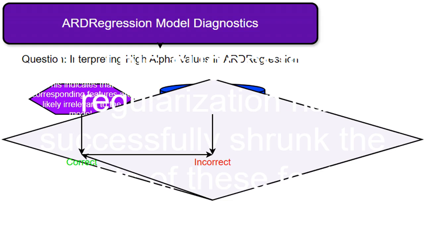ARD uses regularization to control the complexity of the model. High alpha values show that the regularization is working well to reduce the influence of certain features, effectively pushing their importance towards zero. Think of it as saying, we're shrinking those noisy features' weights down to almost nothing. That way we don't put too much faith in them.